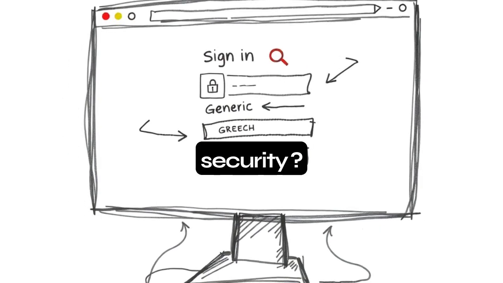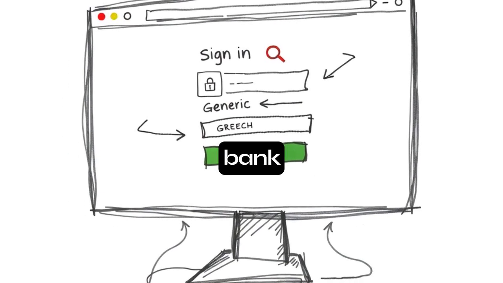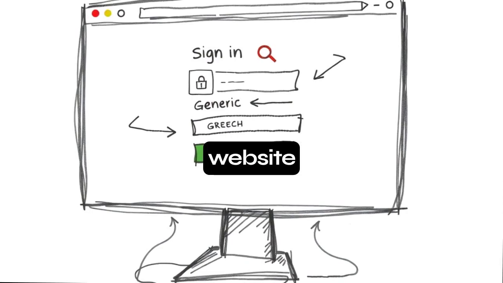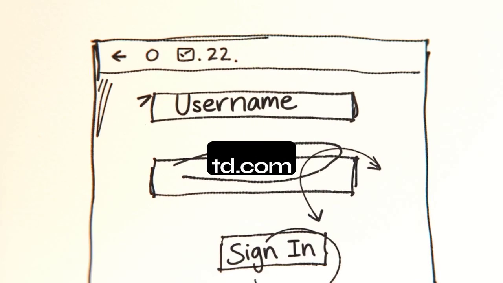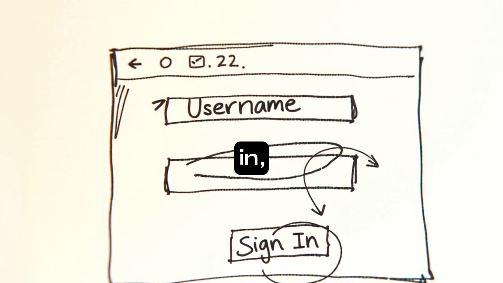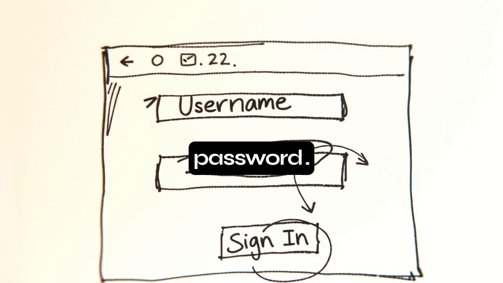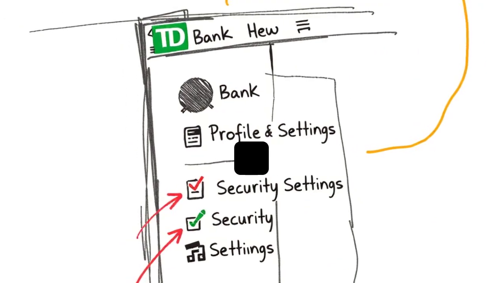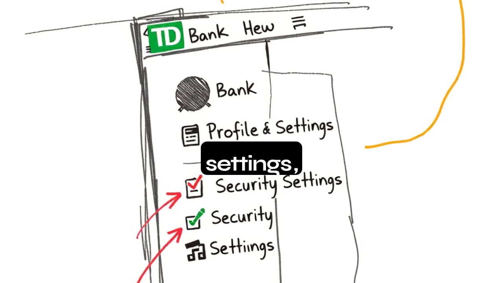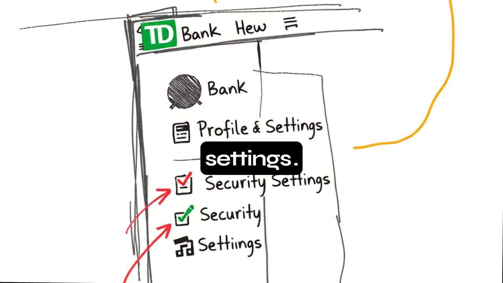Need stronger online security? Let's enable TD Bank two-step verification on the website in under a minute. Open td.com and click Sign In, then enter your username and password. After signing in, click your name, select Profile and Settings, then choose Security Settings.